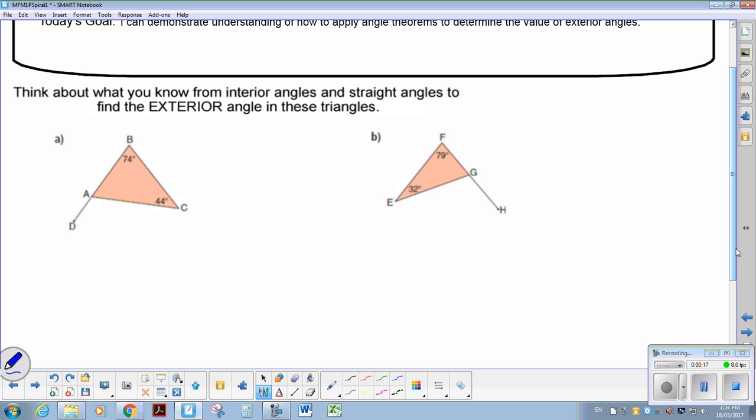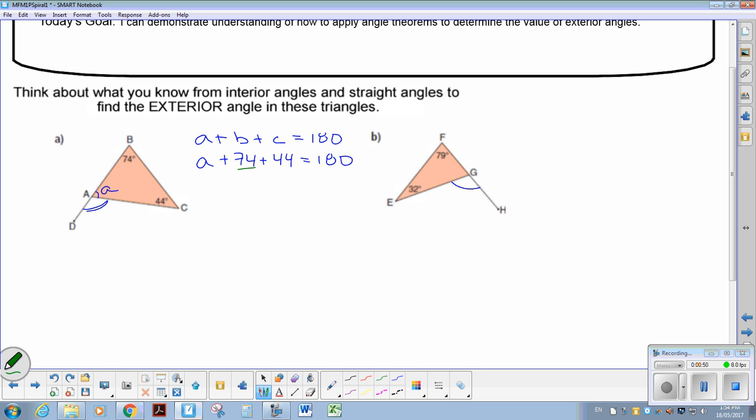So what I want to do is show in these two examples how exterior angles work. What we're really looking for is this angle here that's outside the triangle, and in B part this angle here. So the long way to do this is to find the missing angle, and I'll call that A, inside the other triangle. So we know that A plus B plus C equals 180 degrees. So A plus 74 plus 44 equals 180.